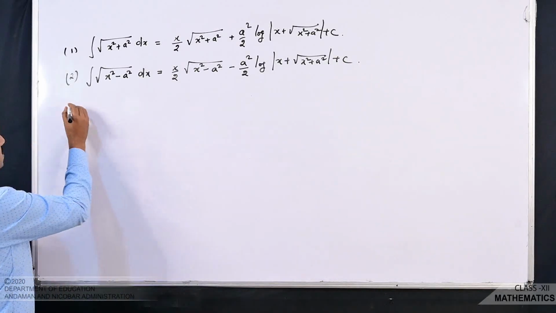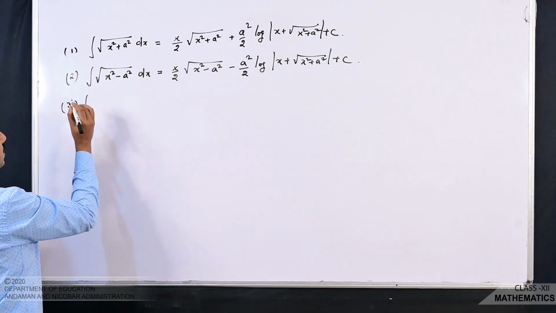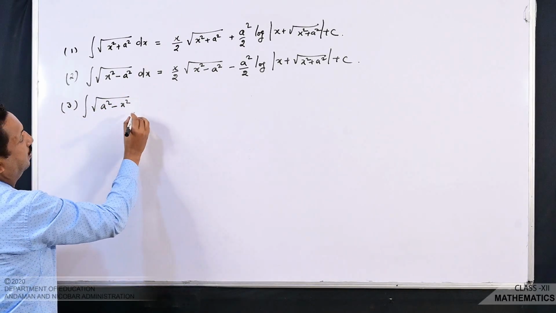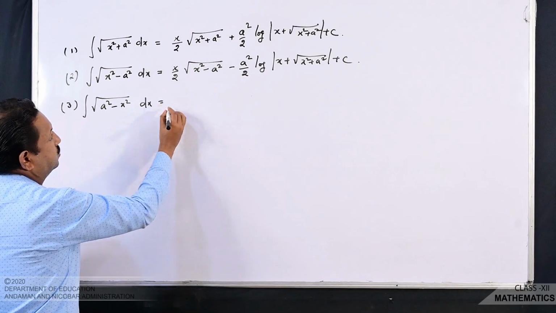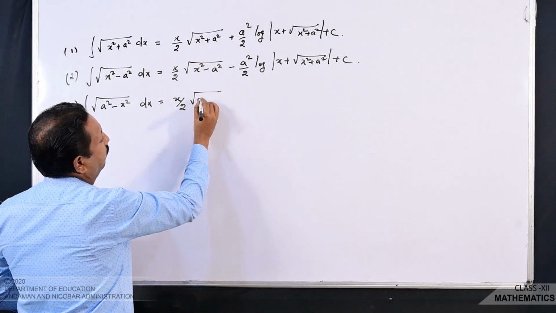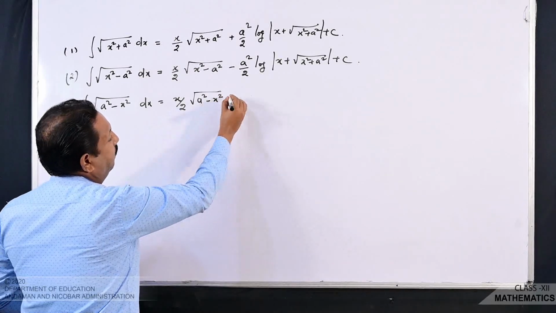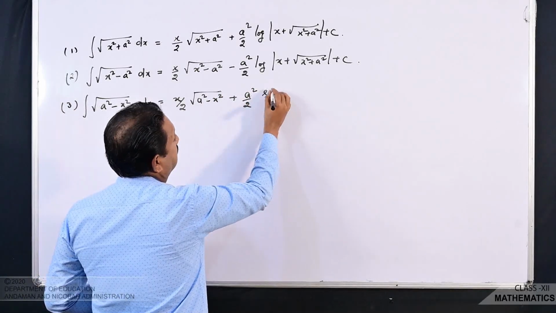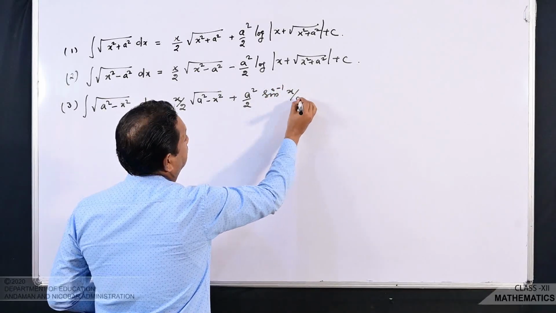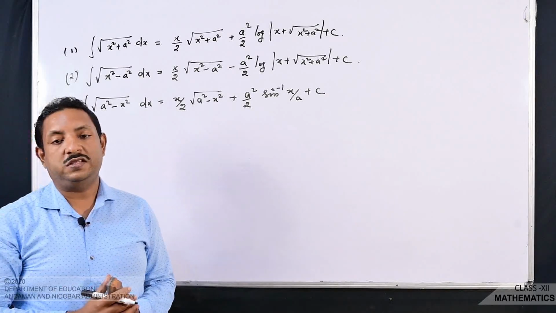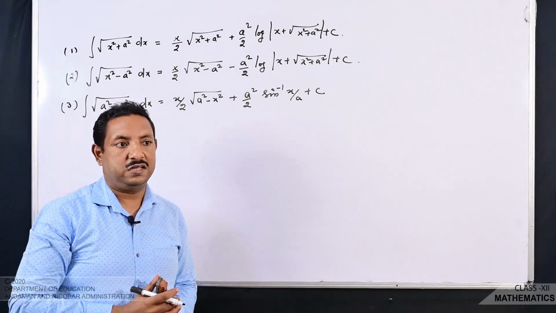And the third one is number 3, that is integration of under root of a square minus x square dx is equal to x by 2 under root of a square minus x square plus a square by 2 sin inverse of x by a plus c. These were the three formulas that we discussed in the last class.